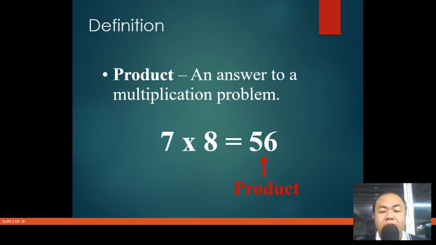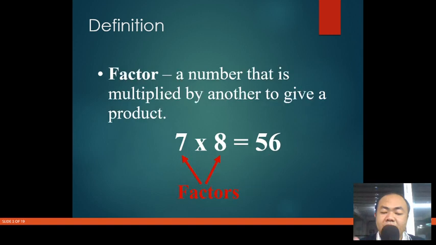Product means an answer to a multiplication problem. 7 multiplied by 8, you will get the result 56. 56 is the product of 7 and 8. So we can say that 7 and 8 are the factors of 56. A factor is a number that is multiplied by another number to give a product. In Bahasa, jadi misalnya ada hasilnya itu, hasil dari perkalian kita sebut sebagai produk. Tapi angka-angka yang kita kalikan kita sebut sebagai factor.